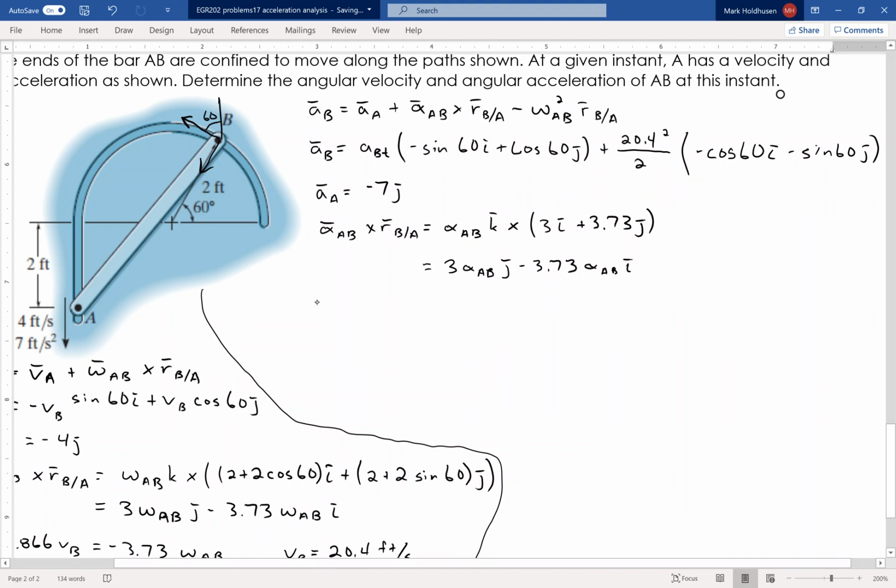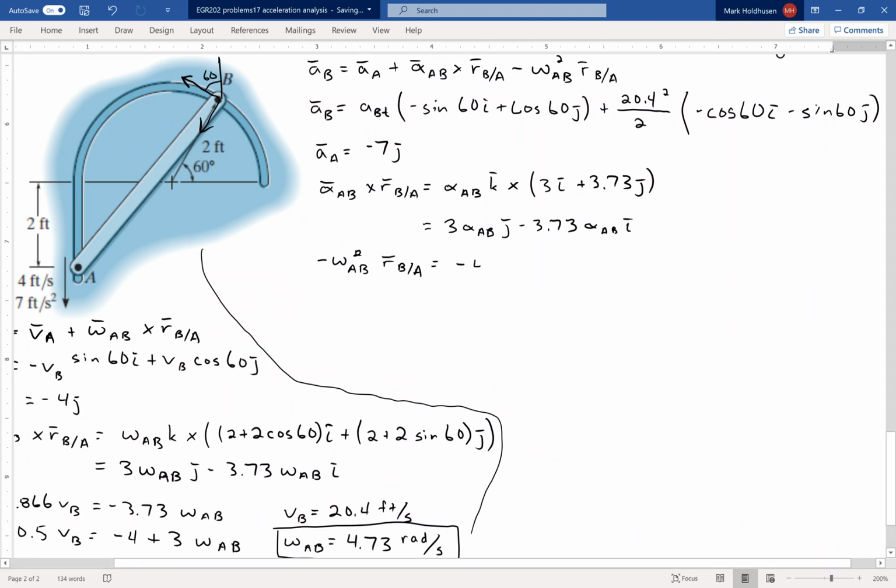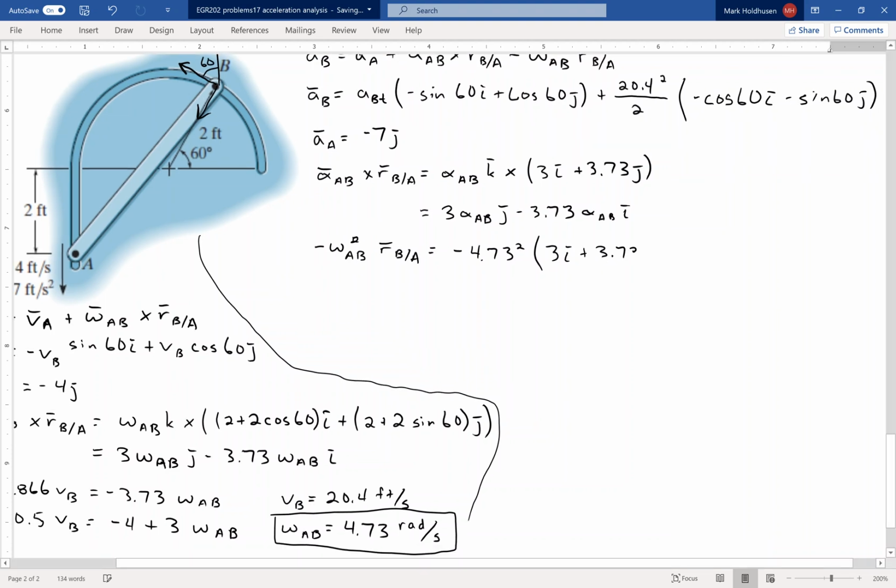And then I have my last term, which is negative omega_AB squared times the r of B with respect to A. So again, I'm going to have negative, and now that omega_AB again is the 4.73 squared times that r vector, which again is 3i plus 3.73j, which, figuring it out, is negative 67.2i minus 83.6j. So now I can break it up into my x and y equations, right?